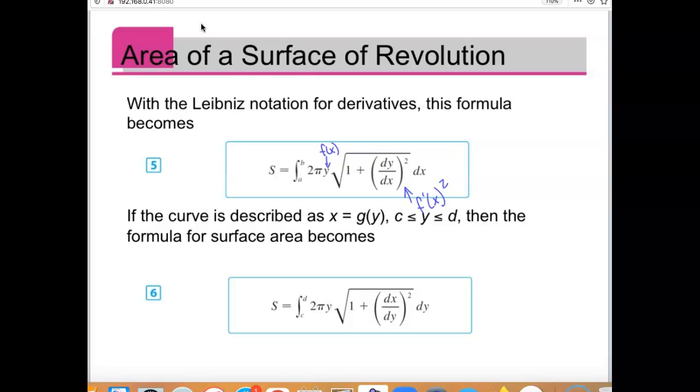If the integral goes from c to d, then the formula for surface area can become, you can just integrate 2 pi y times the square root of 1 plus dx dy squared dy. In this case, you would leave y as the variable y. You would not, obviously, replace it with the function of x. You would just leave it as y.